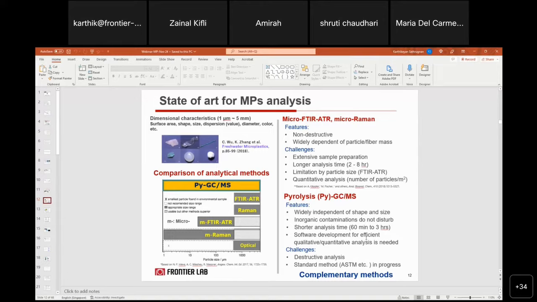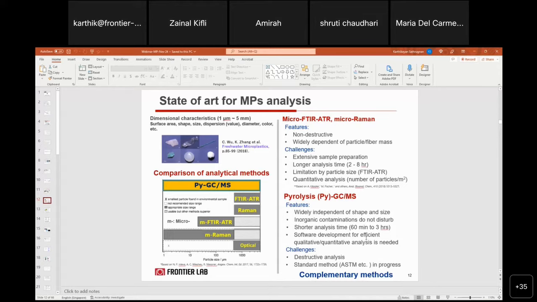On the other hand, pyrolysis GCMS is independent of shape and size, so this is not a limiting factor. We also don't expect any contamination coming from inorganics, which can be the case in spectroscopy, because some pigments may interfere in your spectra. In pyrolysis GCMS, you don't expect this. Compared to a spectroscopic technique, it requires shorter analysis time, and software development also makes your data analysis very fast and simple.